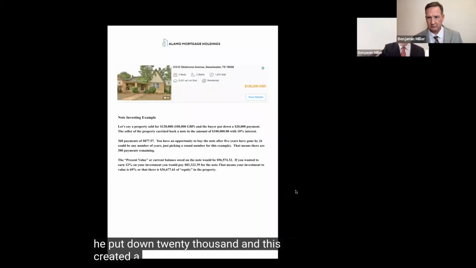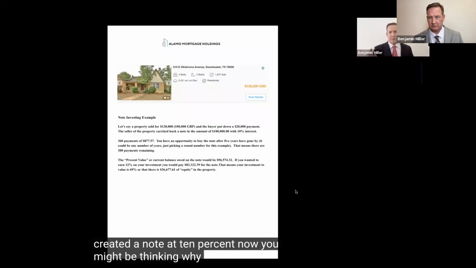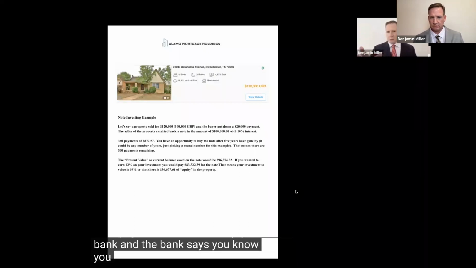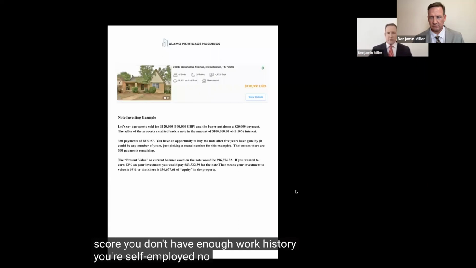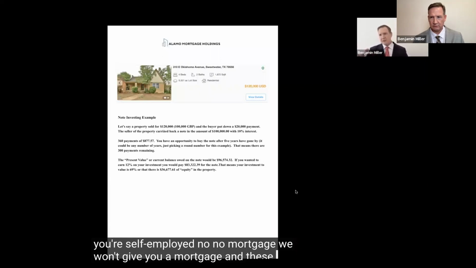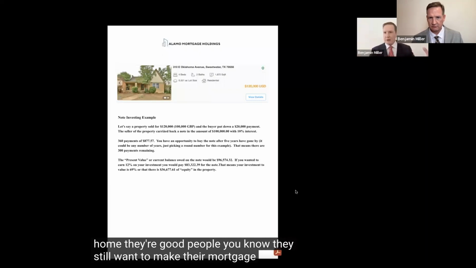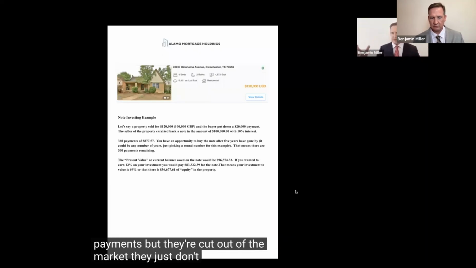And this created a situation where the seller created a note at 10%. Now you might be thinking, why in the world would anyone pay 10% on a mortgage? Well, folks, the reason for that is a lot of people may not be able to get a mortgage from the bank. They go into the bank and the bank says, you don't have a high enough credit score. You don't have enough work history. You're self-employed. No mortgage. We won't give you a mortgage. And these sorts of people still want to buy a home. They're good people. They still want to make their mortgage payments, but they're cut out of the market. They just don't have the option.